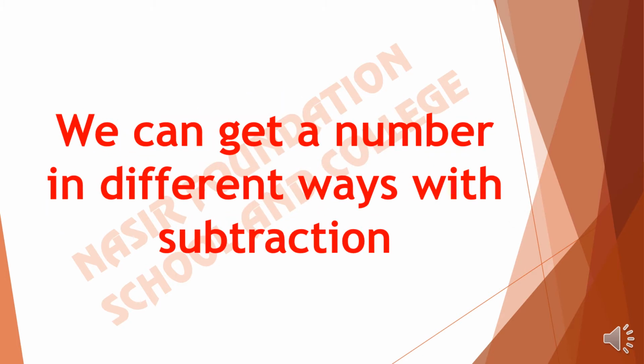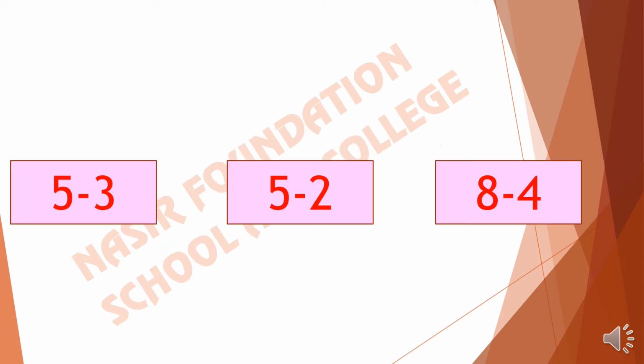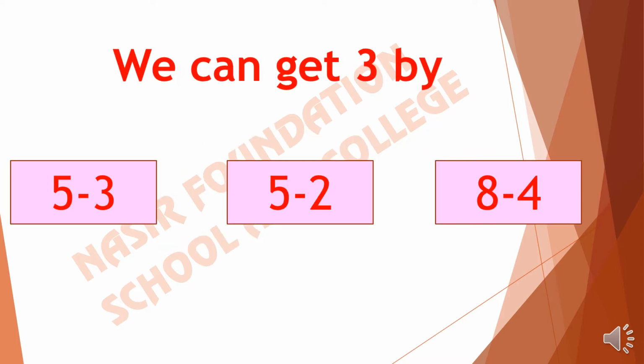We can get a same number in different ways with subtraction. We can get 3 by 5 minus 3, 5 minus 2 or 8 minus 4. Which one is the correct answer? Students, you have to tell me. How we can get 3? By subtracting 3 out of 5, 2 out of 5 or 4 out of 8.